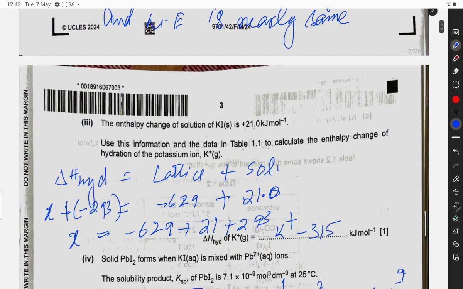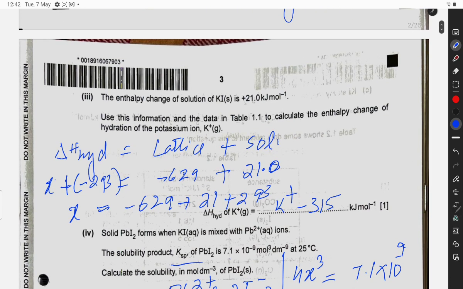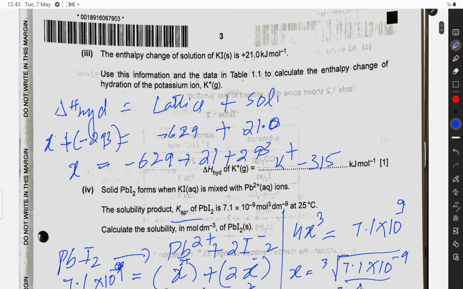The enthalpy change of solution of potassium iodide is plus 21.0 kilojoules per mole. Use this information and the data in Table 1.1 to calculate the enthalpy change of hydration of the potassium ion. We know that delta H hydration is the enthalpy change of lattice energy plus enthalpy change of solution.